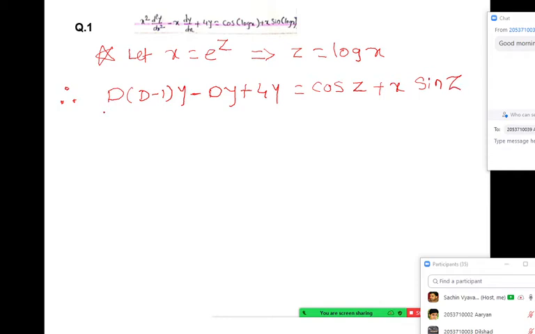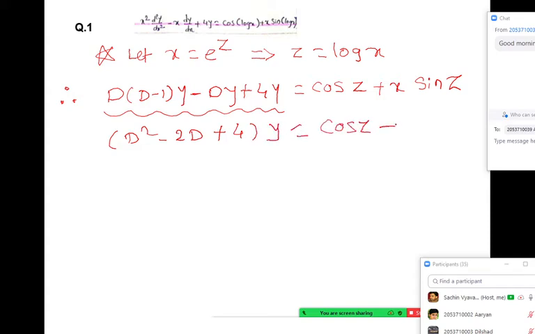Now we have to simplify this LHS so that we get a differential equation of constant coefficient. So I can write D square minus D minus 2D... plus 4 of y is equal to cos z plus x sin z. Is x correct here? Whether I have written it correctly?